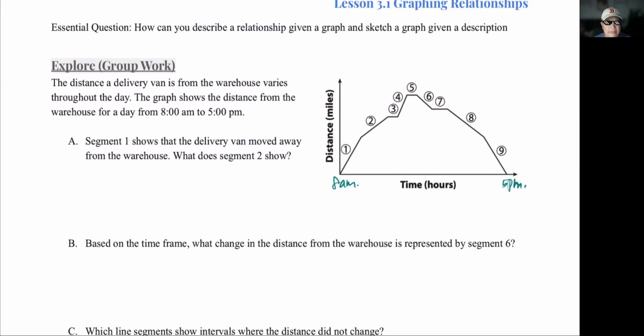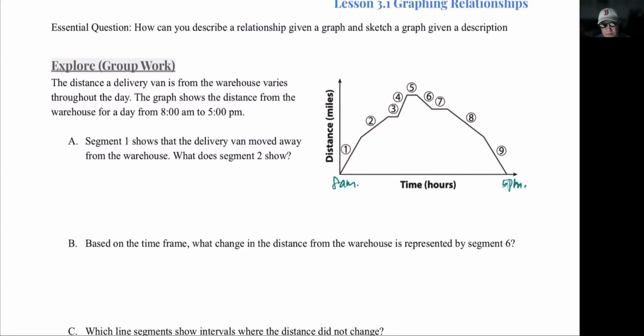In A, by the way, feel free to stop the video anytime you like to try to answer the question before I explain it, okay? They're asking you to compare 1 and 2. Well, they're both moving away, but what's the difference? Well, this is a little flatter, isn't it? If it's completely flat, like horizontal, it's not moving. If it's coming down, it's coming back to the warehouse. So 1 is moving further away, and 2 is also moving away, but because it's a little flatter, it's actually slowing down. Do you see that, guys?